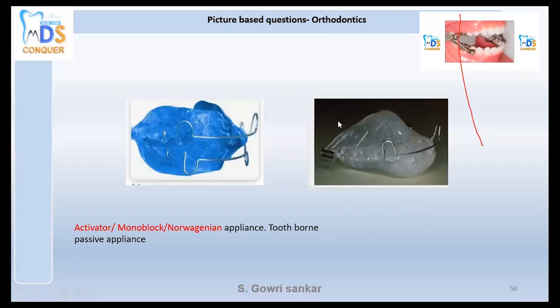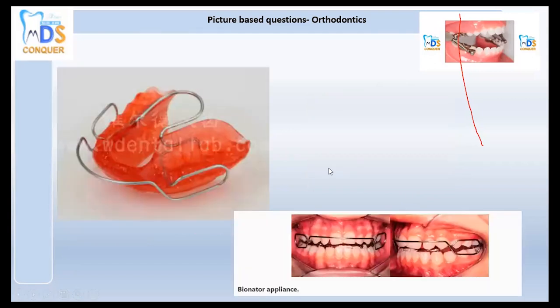Now you can see the monoblock. In early phases, you give it. So this is a purely tooth-borne appliance. Now you can see the bionator. It's cut in the palatal area. This tongue guide is given in order to make the arches wide, so it makes the tongue sit in the palate region. So when the tongue is guided, the tongue starts exerting pressure on the arches in the transverse direction. So it makes the arches grow.